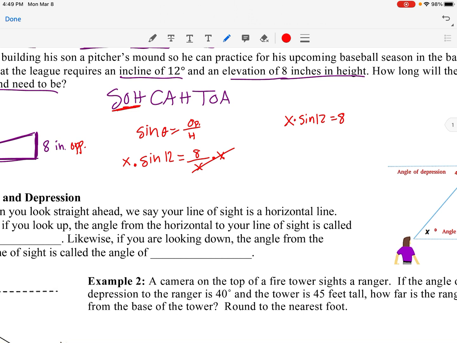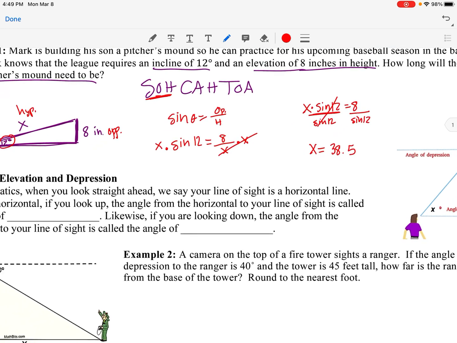Now x is no longer in the denominator, so I need to get it by itself. It's being bothered by this sine 12, so it's being multiplied. To get rid of it, we have to divide by sine 12 on both sides. So that will cancel here, and we get x equals, you plug that in your calculator. Unless it tells us otherwise, let's stick to rounding to the nearest tenth. So that's going to be 38.5.